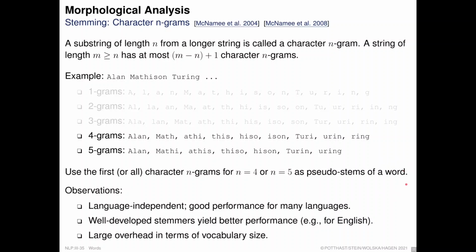very often used. The good thing about this approach is that it's language independent. Of course, the N for each individual language has to be set individually. It's very robust, it's fast. For some languages, the performance using these kinds of linguistically uninformed stemmers is very good. For others, especially for heavily inflected languages or agglutinating languages such as Turkish or Finnish, the performance would be much worse.